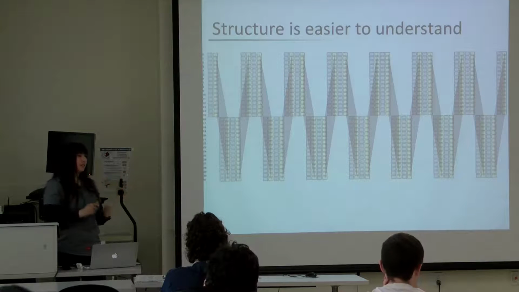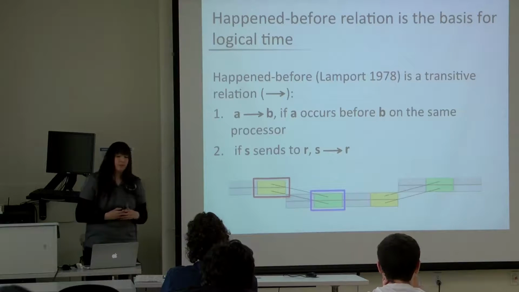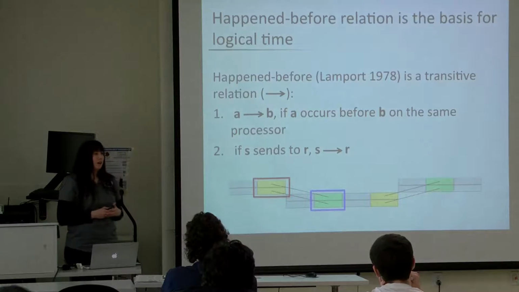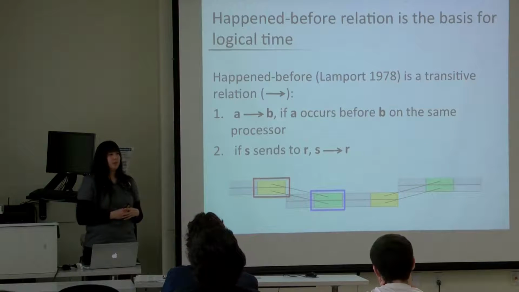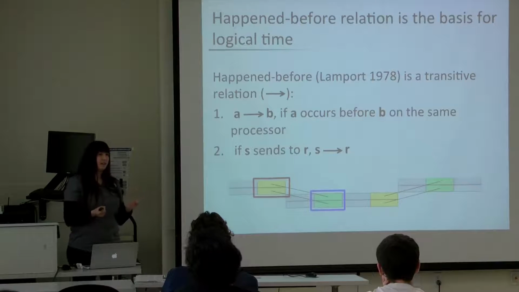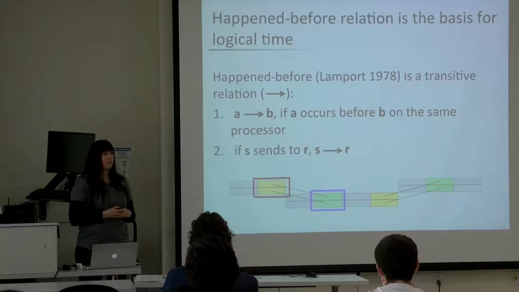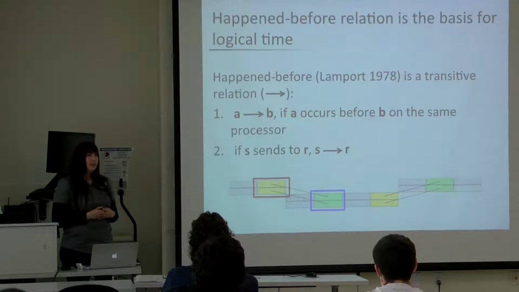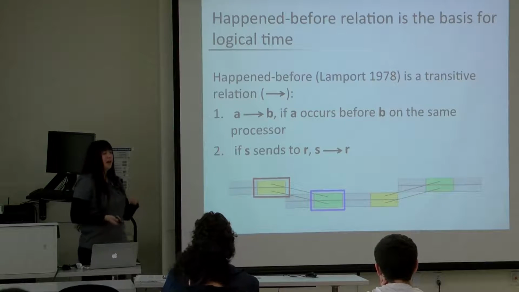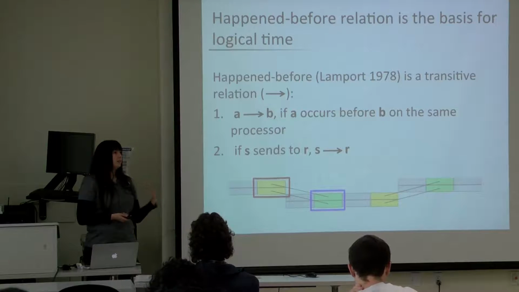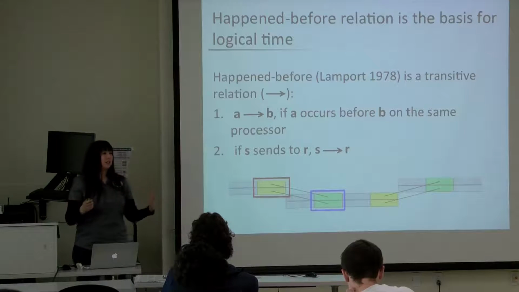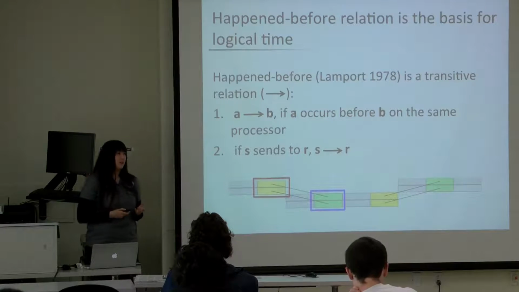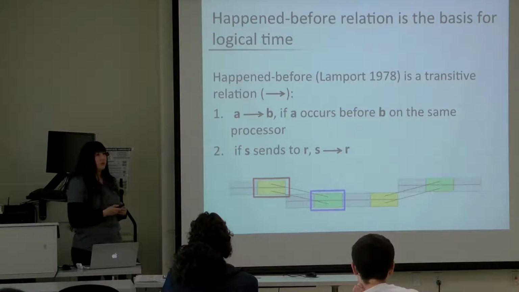Now the way we get this structure, first we're going to start with an idea from distributed computing. It's called the happened before relation. It was defined by Leslie Lamport in 1978. Basically, it says that on the same CPU, if I have two events, and one happens after the other, the first one happened before the second one. And between different processors, if I have a send and its matching receive, the send happened before the receive. So you can use these two constraints to figure out the logical timeline of what actually occurred. This is frequently used for debugging, especially if you're getting things out of order.